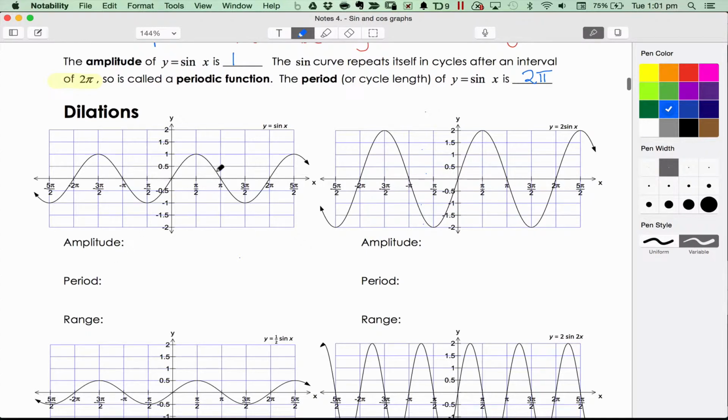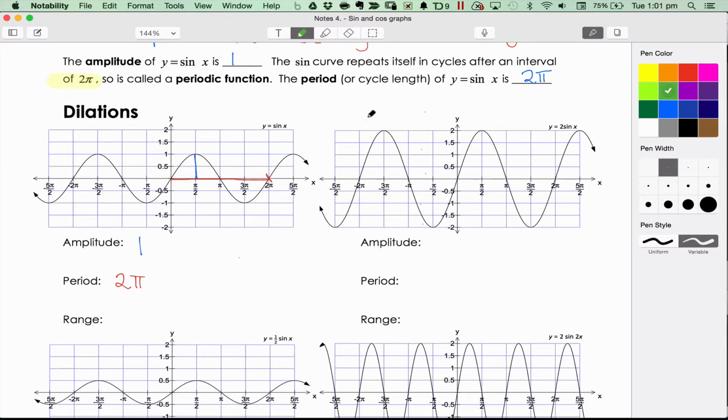Okay, for the first one, we need to find the amplitude, which is how far up it is. This one has an amplitude of 1. I'll draw it in there in blue. The period is how far it goes until it repeats itself. This one goes from 0 to 2 pi, so the period is 2 pi. The range is the y value, so it goes from -1 up to +1. And this was just our sine x graph that we have already looked at.